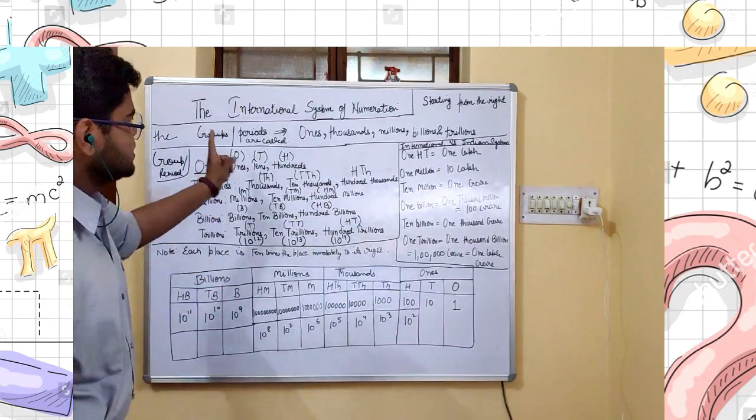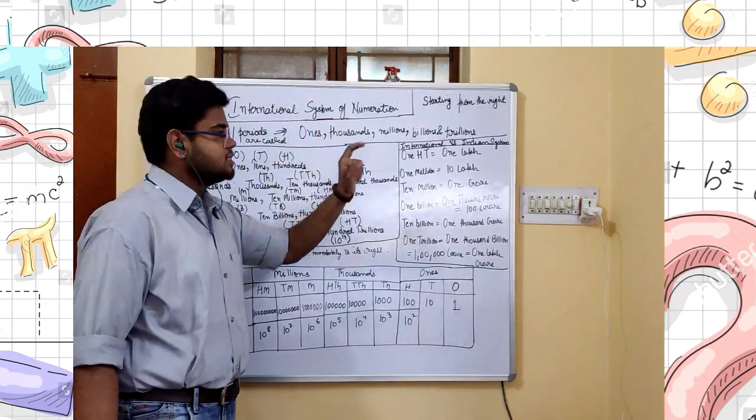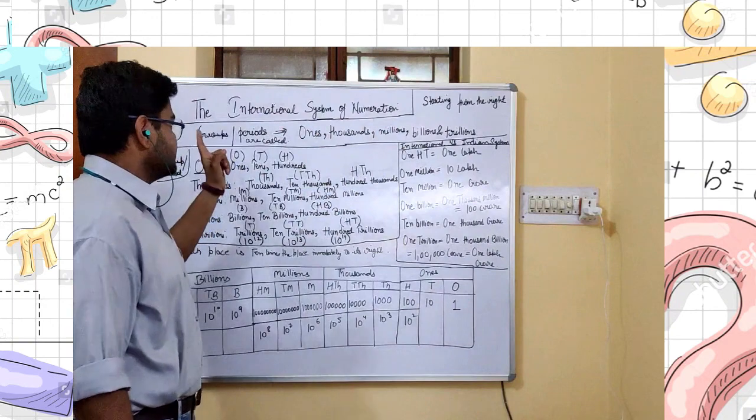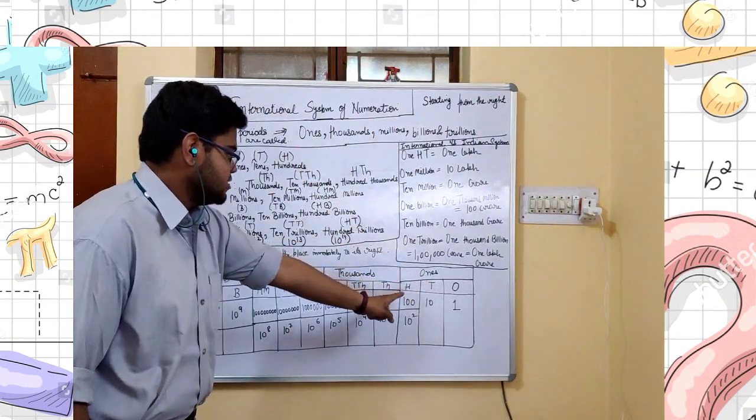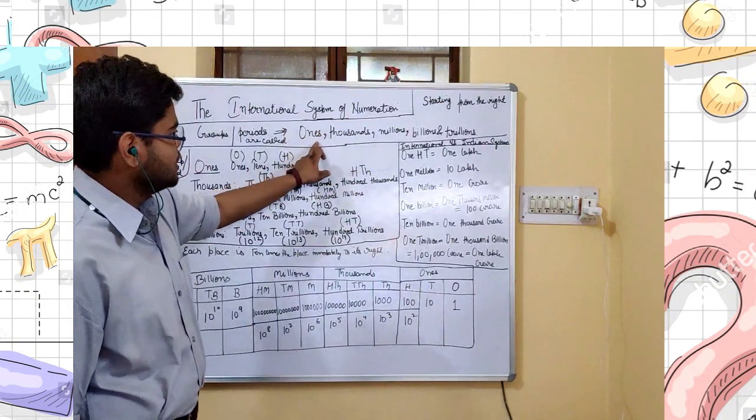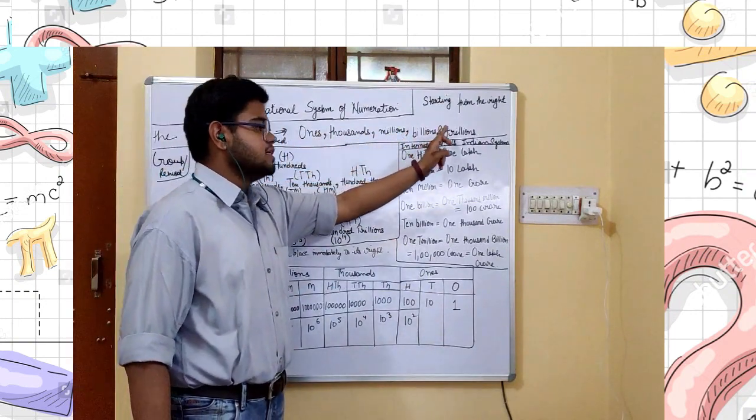So children, in the international system of numeration, starting from the right, the groups or periods are called ones, thousands, millions, billions, and trillions.